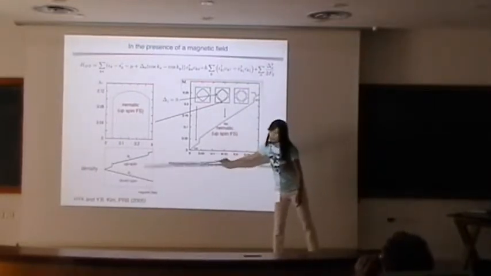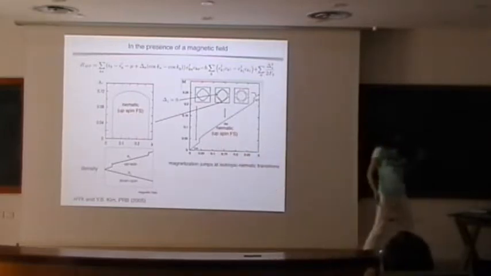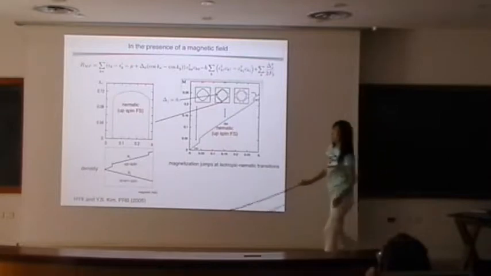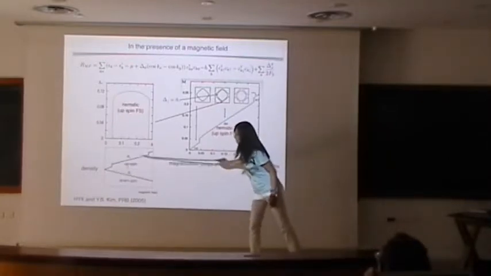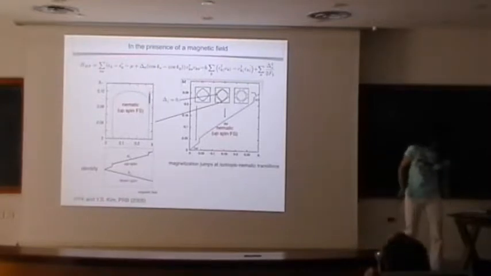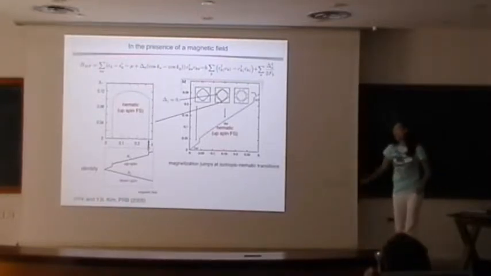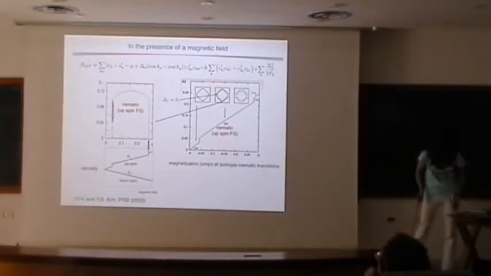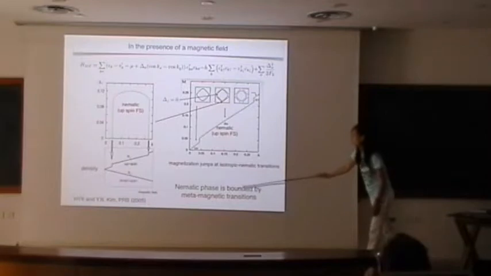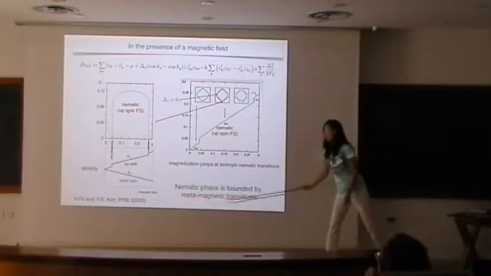And then if you take the difference between the two, up minus down, which is the magnetization, that magnetization will have a jump here, and then a jump here. So what we have shown is that there is a density jump, and that gives the magnetization jump, and that means the nematic phase is basically bounded by two metamagnetic transitions.